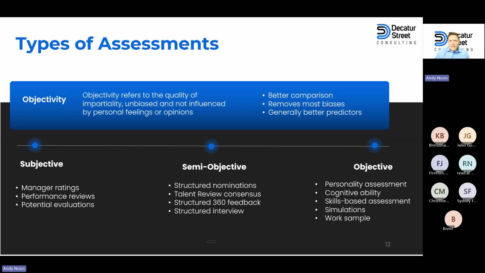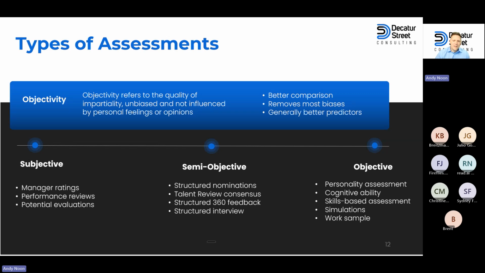As I talked about this idea of, so what's the opportunity here? The opportunity is you do get better comparison. You're able to compare across different leaders on things that don't have the biases in them that you had in what we talked about in terms of evaluations. It removes those biases, and it's generally a better predictor of performance.